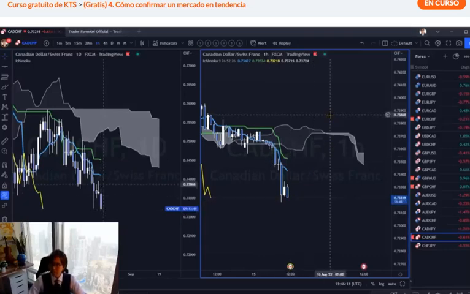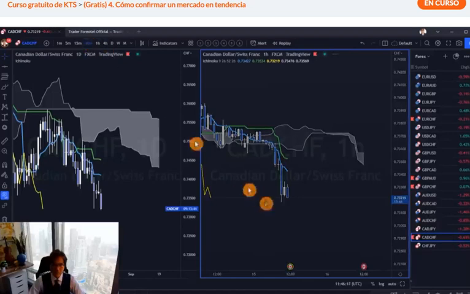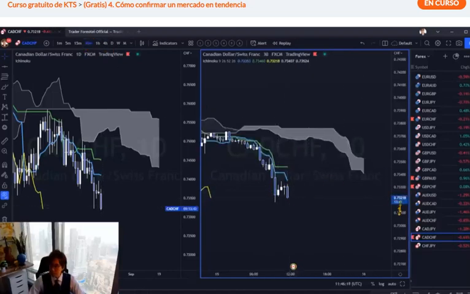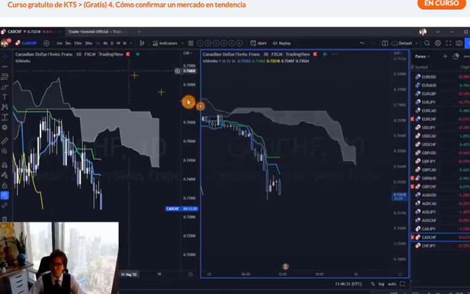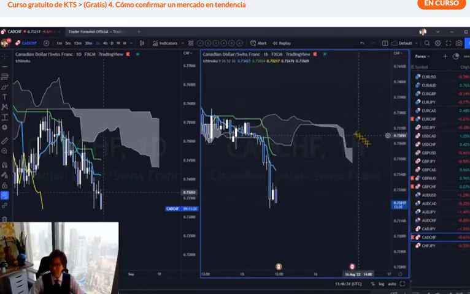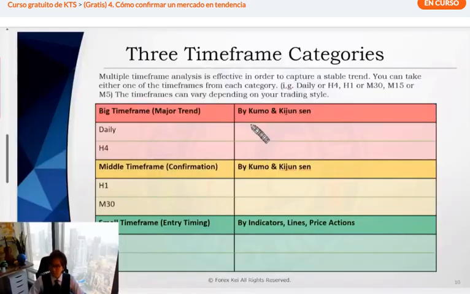But before moving on, let me also check the 30-minute. The 30 minutes is now flat, right? Senko span B is down, A is down, but Kijun Sen is flat. So we can't take the 30-minute chart as a confirmation part, but we can take the 1 hour to confirm downtrend. So in this example, again, daily is down, and 1 hour is down, and we look for the entry timing based on the 5-minute.